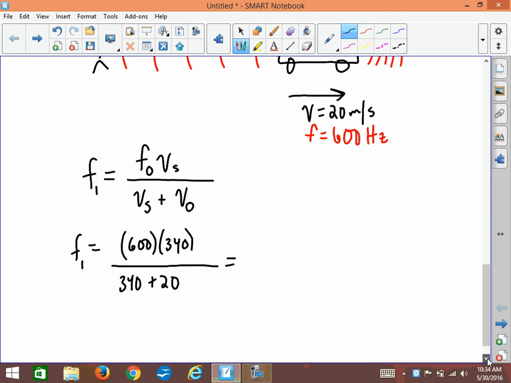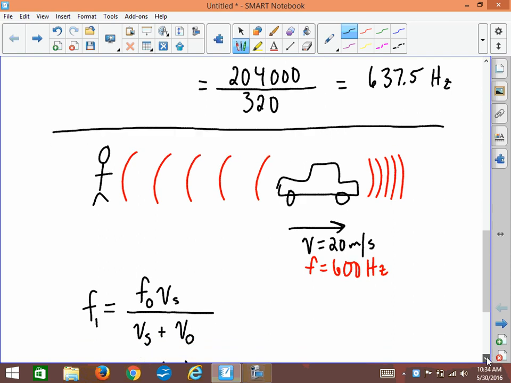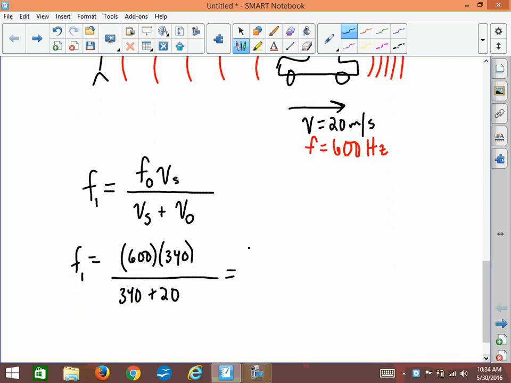So we can borrow our numbers on top. It's the same number as before, 204,000. This time we'll be dividing by not 320, but 360. And if we do that, let's see what we can get here. 566.7-ish hertz. So you can see that we have a lower sound.